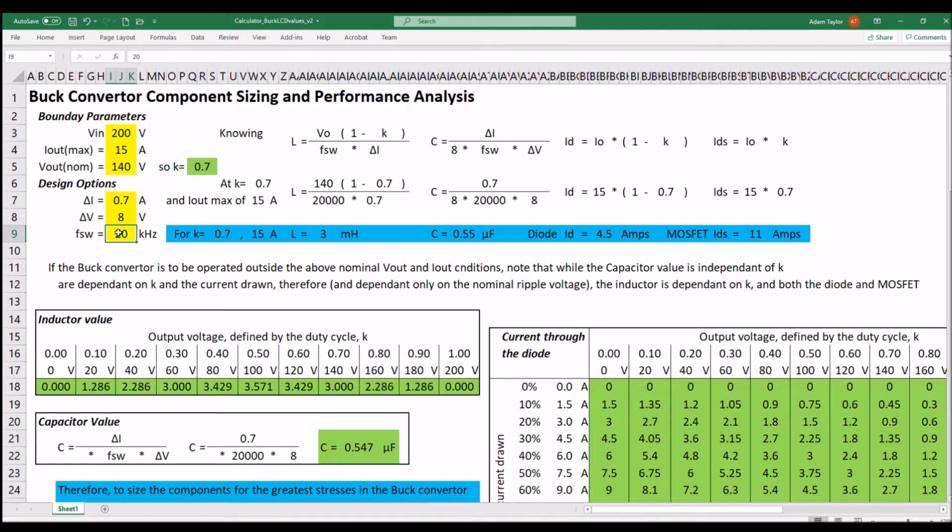If we change it to 50, instead of having a 3 millihenry inductor, we would have a 1.2 millihenry inductor. And similarly with our capacitor, at 50 kilohertz, it's 0.22 microfarads. At 20 kilohertz, it's 0.55 microfarads. So we can see that if we increase our switching frequency, we will get better performance. We need smaller components. Smaller components are cheaper. But we'll just run with this just because, these are numbers. The whole purpose here is just to simply show you my calculator and show how we do these calculations.